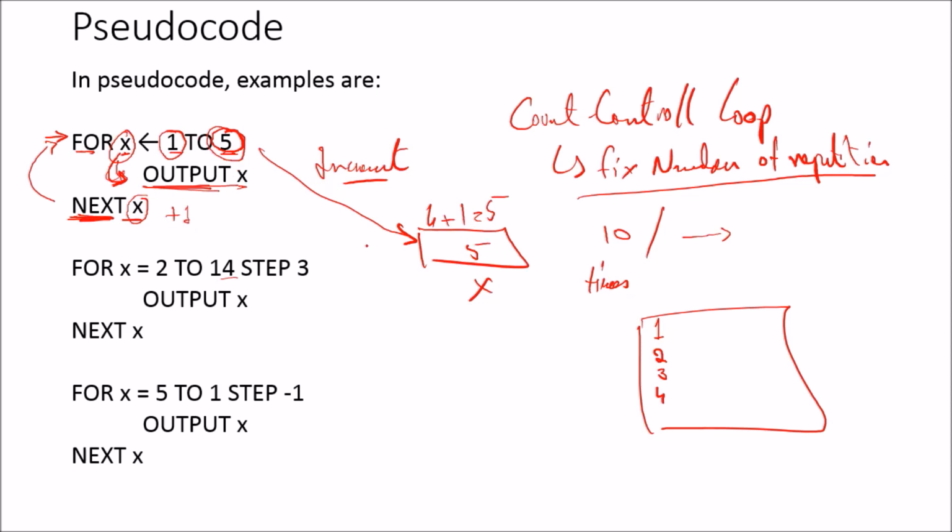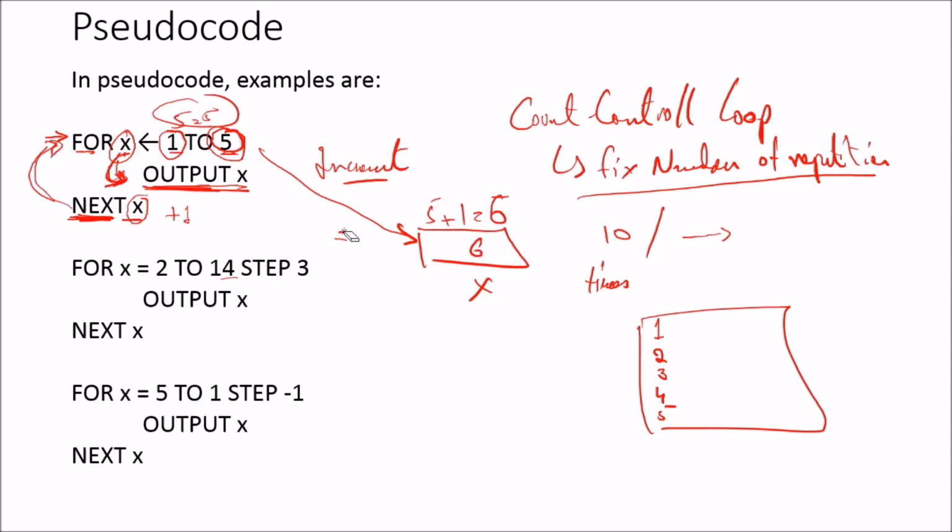Now 5 is equal to 5. Now that means it's the last time I have to output. It got equal, 5 equal 5. So it's the last time I have to output this. So 5, go to next. Now 5 plus 1 becomes 6. In your x variable, it will store 6 and check again.